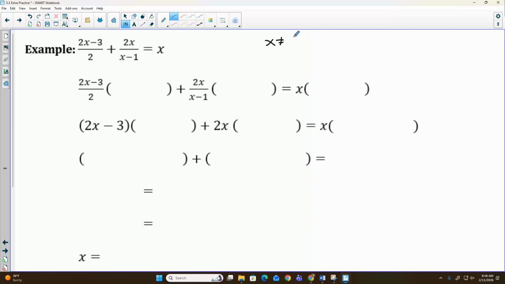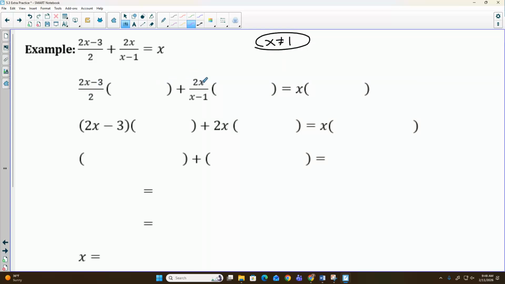1. Yeah, it's just what makes the bottom 0. Does 2 ever equal 0? No. But x minus 1 is 0 when x equals 1. So I know at the very end, if I get 1 for my answer, I can throw it out.